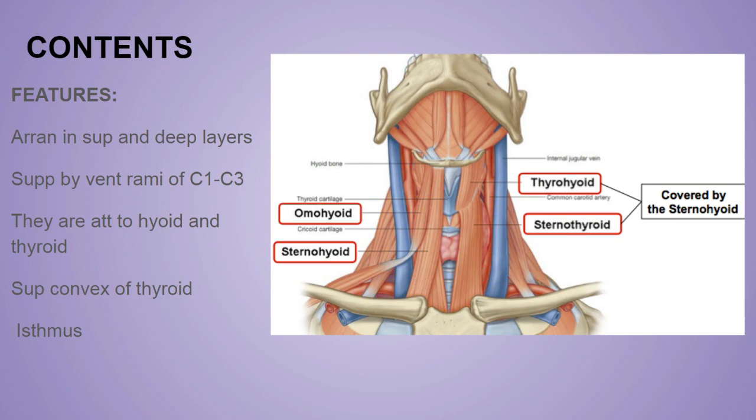So this was all about the carotid triangle and the muscular triangle. To know about the submental triangle and the digastric triangle, just refer to my previous video about the anterior triangle of the neck. So hope you know it well.